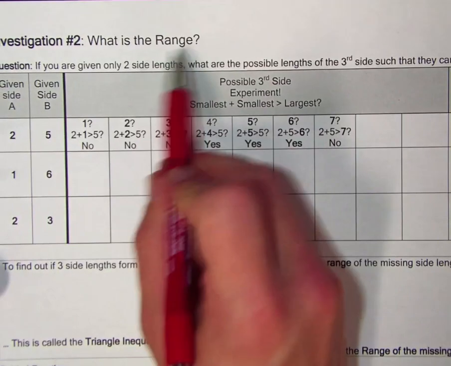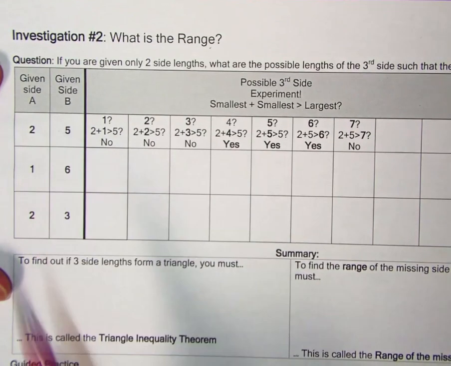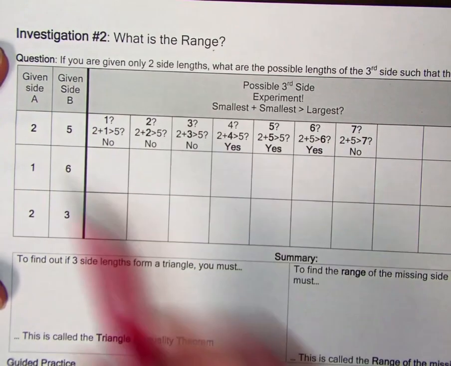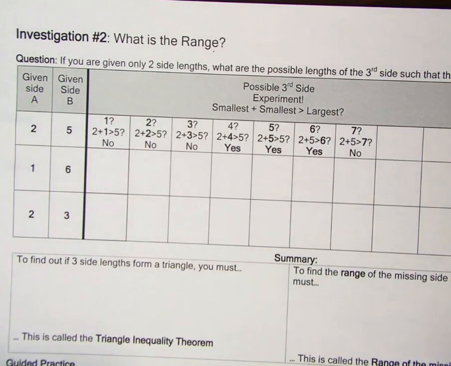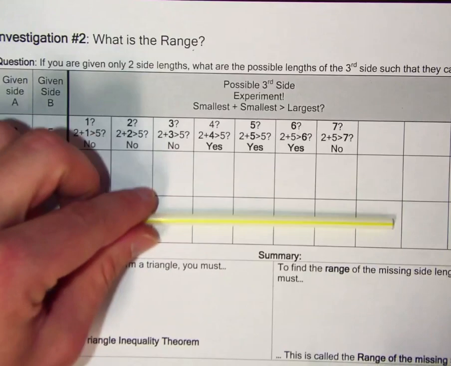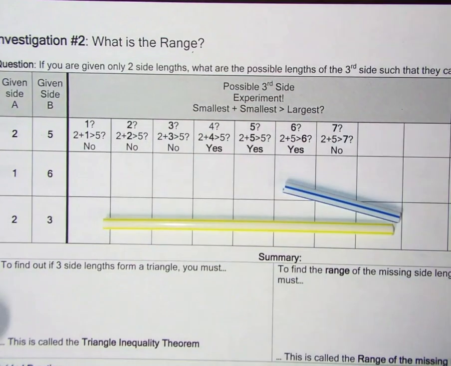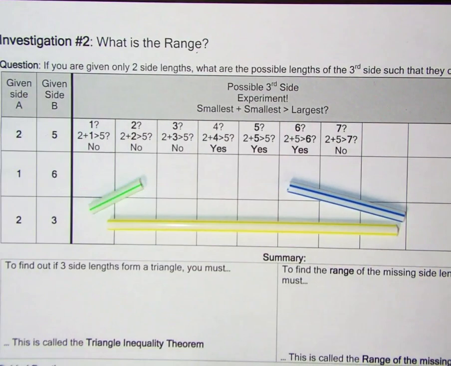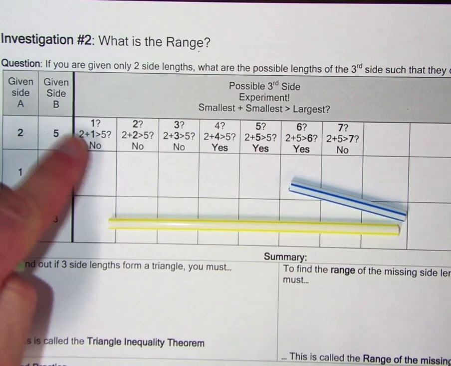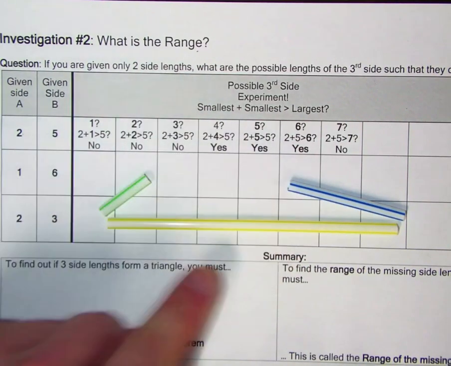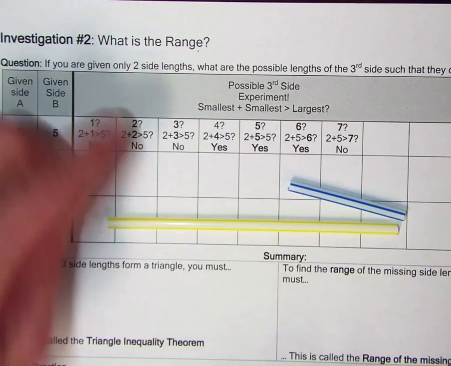Okay, let's really quickly take a look at this last part. What is the range? So if I give you two sides, can you tell me what are the possible measures for the third side? So for example, if I give you 2 and 5, these right here, here's 5, here's 2, would 1 work to make the triangle? No. So I put no, because look, what's 2 plus 1? It's 3, and 3 is not bigger than 5. Does 2 plus 2 work?